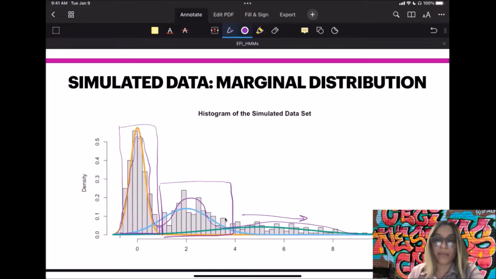So in a hidden Markov model, when we apply it to ecological data, we care about capturing the temporal structure, which means how many observations from each state are we likely to see before we switch. So what is that persistence over time? And we also want to capture the so-called marginal distribution. We want the gold, the blue, and the green state to capture the histograms.